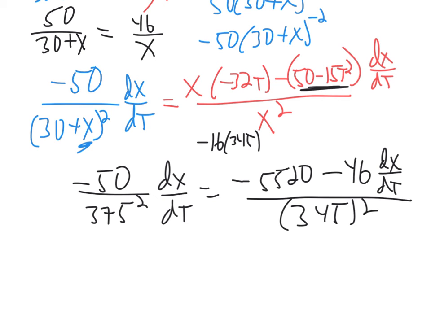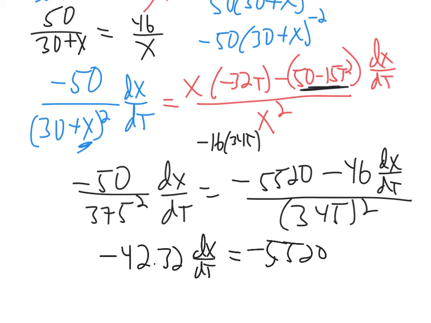So I see two dx/dt's, one on this side, one on this side, but this one's locked up with that denominator. So I'm going to multiply both sides by 345 squared, and divide this with my calculator to get a single answer. And of course, I've already done that. I'm getting negative 42.32 dx/dt equals negative 5520 minus 46 dx/dt.